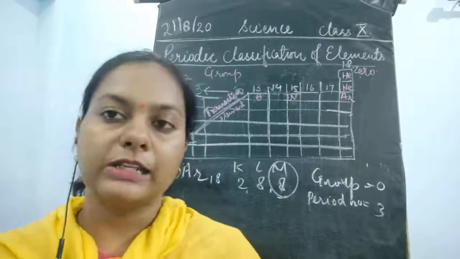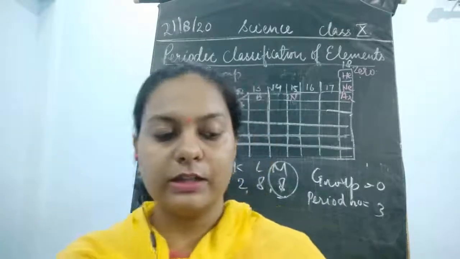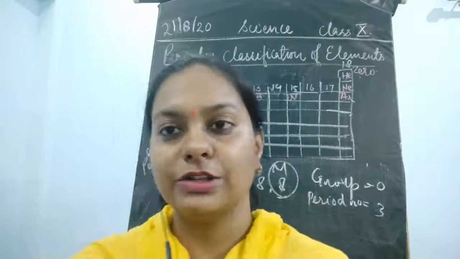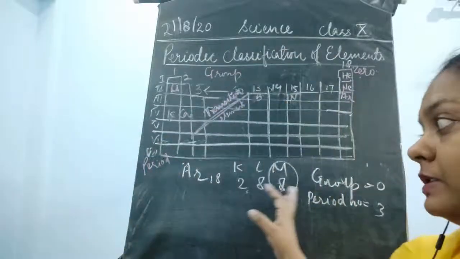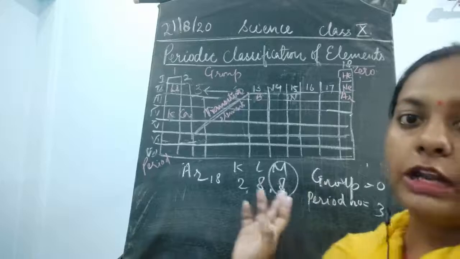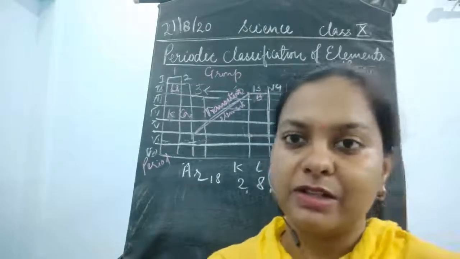So children, that's all for today's video. I have told you how to fill the electrons in the valence shell, and how to fill this periodic table on the basis of the group number and the period number. Now you could decide it very easily. Even this chapter is also completed.